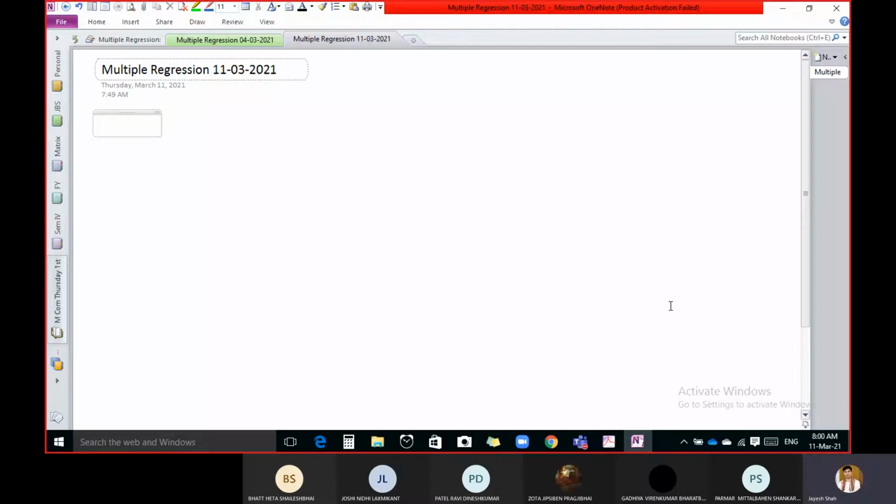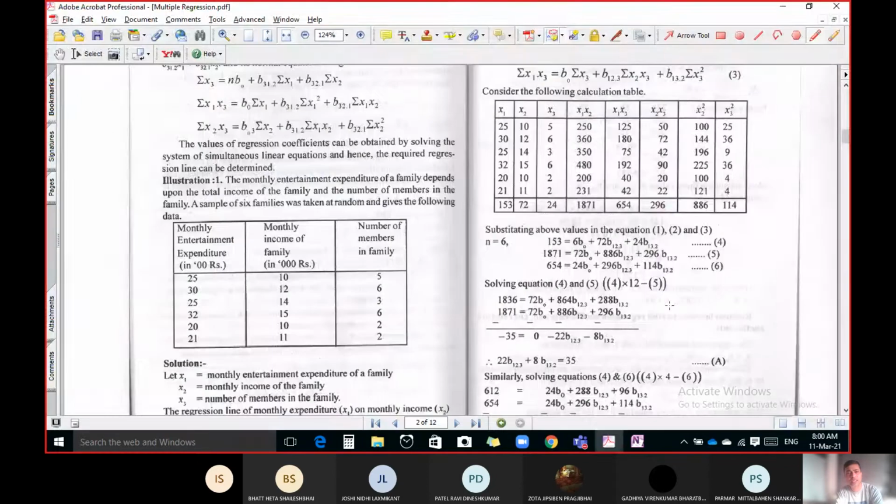Multiple regression. To avoid the time in calculation, let us take an example illustration only, so we are able to reduce our time of calculation and we get a better idea about the remaining part of this topic.